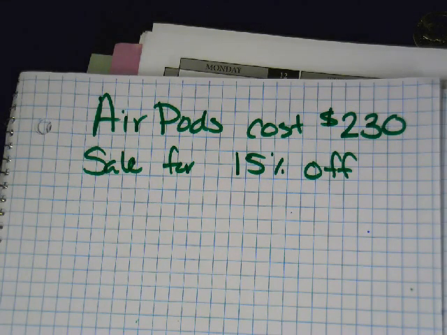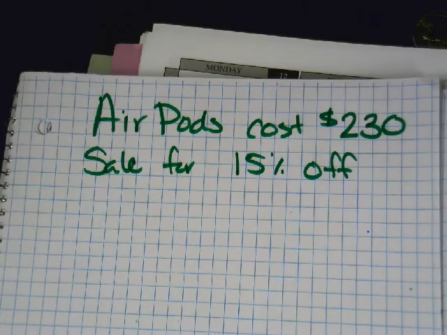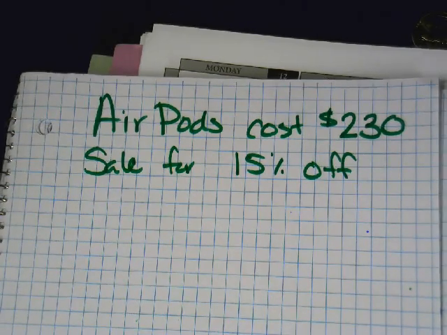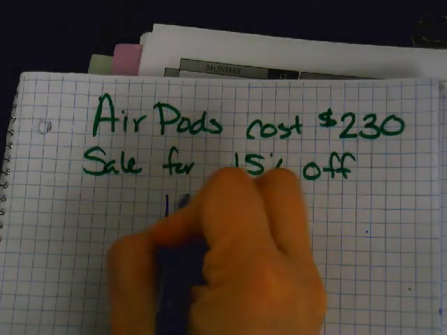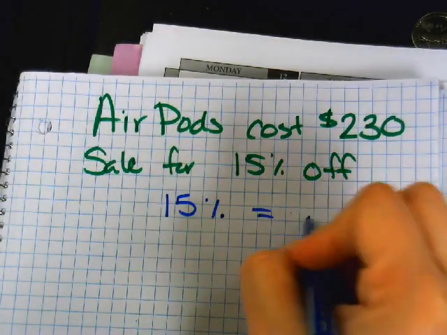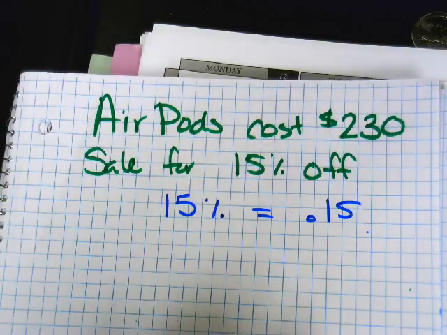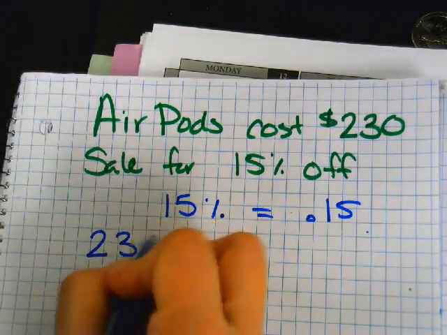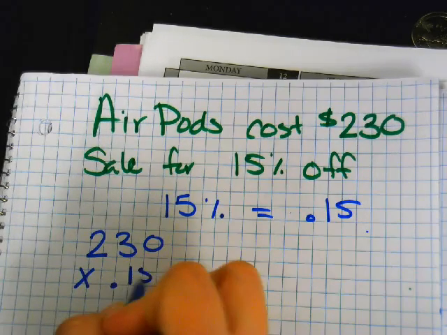First, you want to make the percent a decimal. So 15% is what decimal? 0.15. Now you multiply that by the price. So this one's a longer multiplication. 230 times 15. So 15% is equal to 0.15. So 230 multiplied by 0.15.